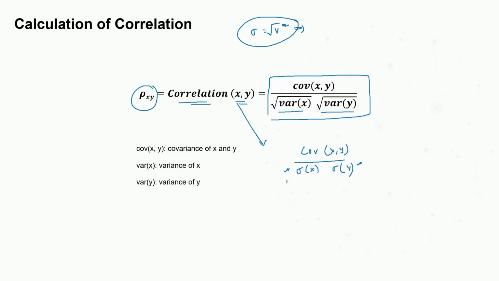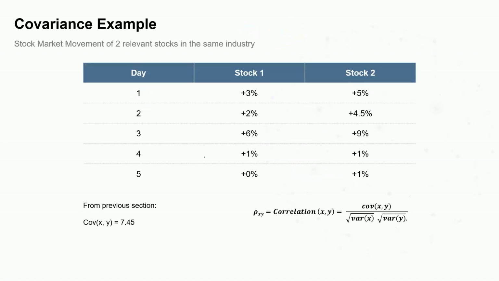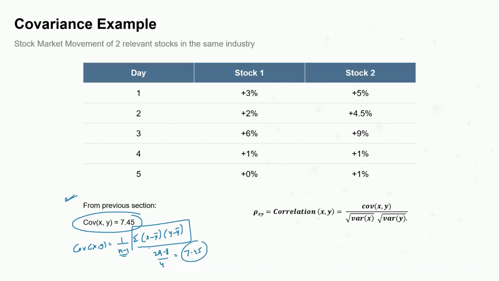Now we'll take this formula and solve the same problem we were trying to solve in the covariance chapter. If you remember, the covariance was calculated as 7.45. Let me write down the covariance formula as well. Covariance of xy was 1 by n minus 1, summation of (x minus x bar) multiplied by (y minus y bar). That sum was 29.8, divided by 4, which was 7.45. Now we'll try to solve correlation.